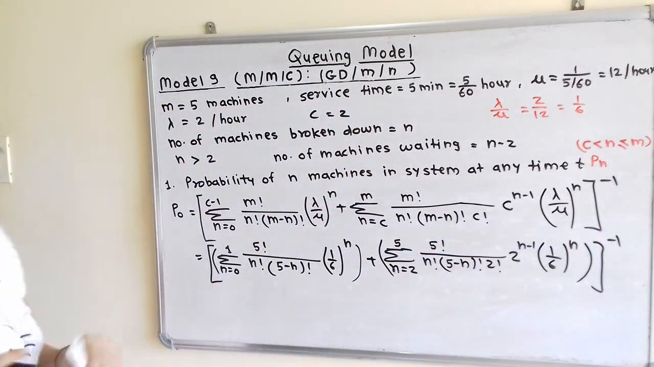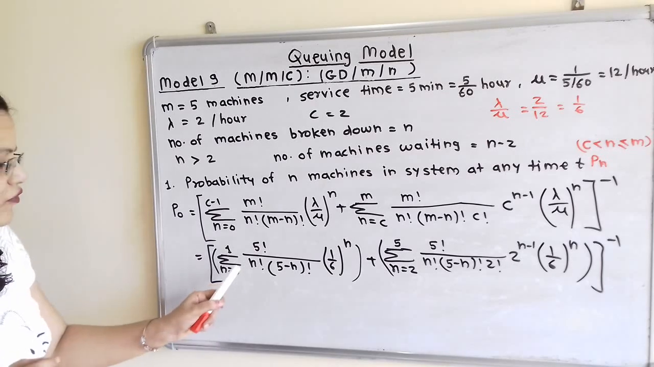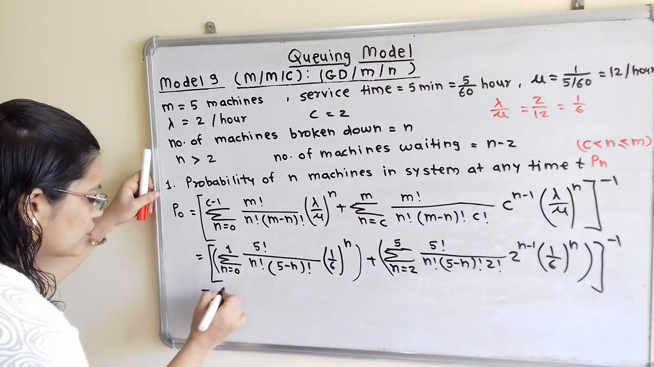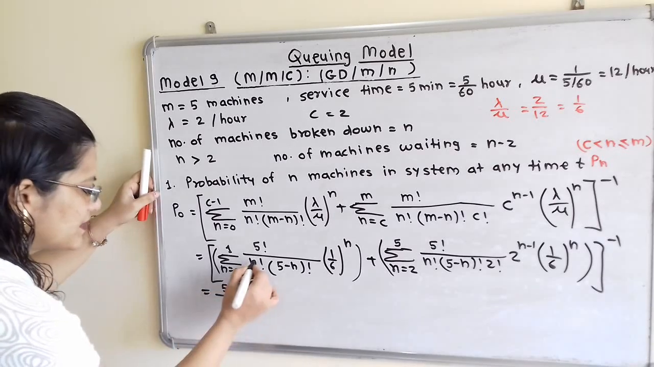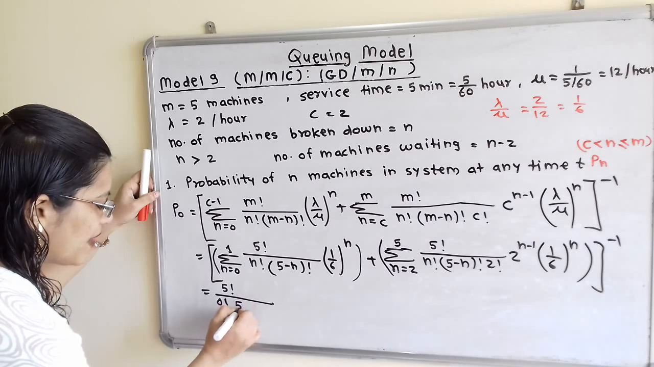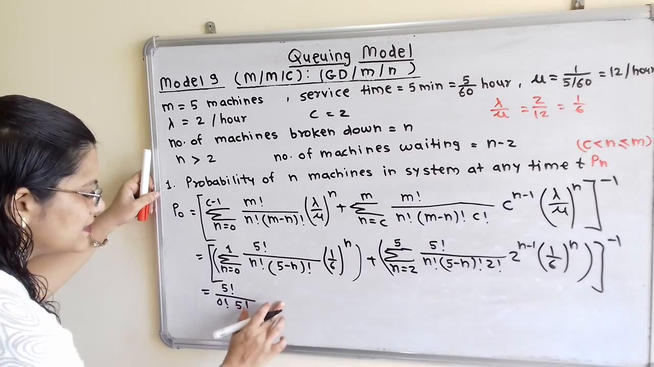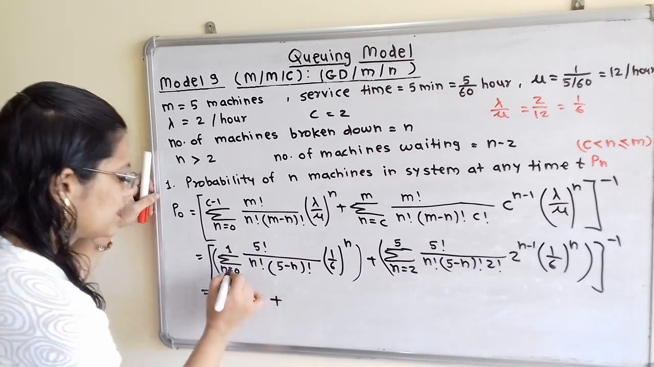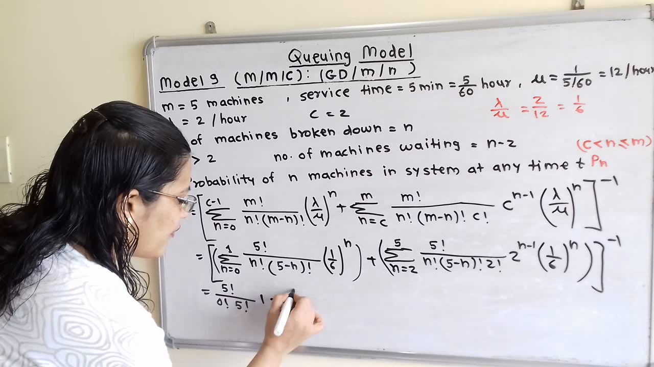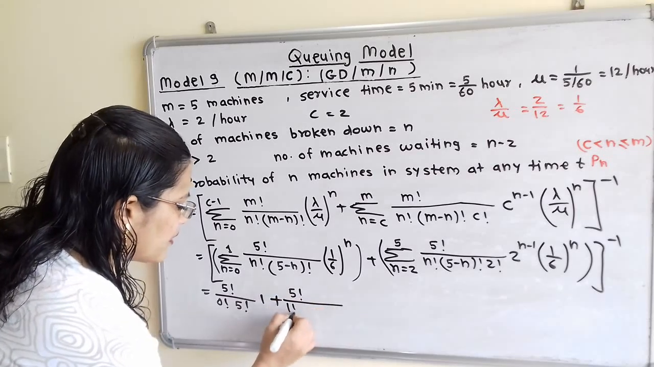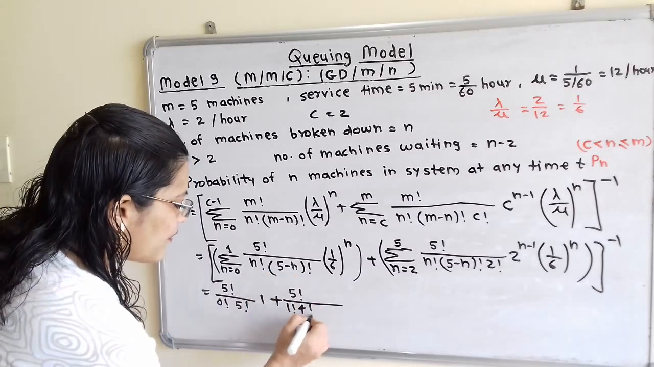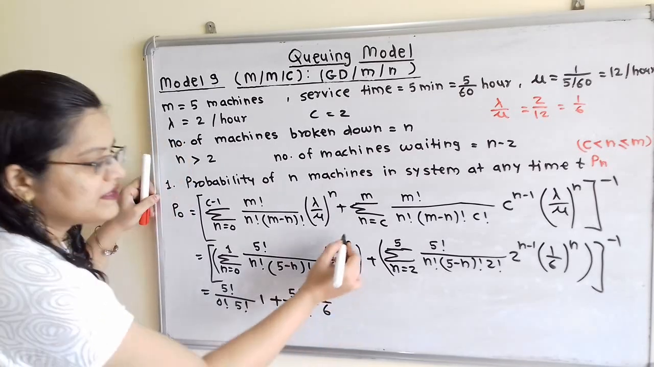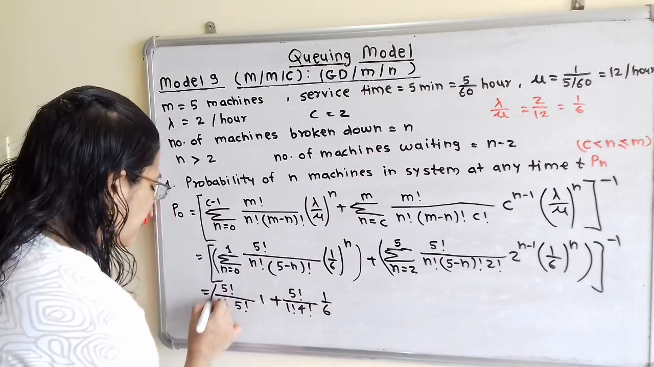Now we will solve this. So here is the summation. We first put n is equal to 0. When we put n is equal to 0, we get 5 factorial divided by 0 factorial into 5 minus 0, that is 5 factorial, and 1 by 6 raised to 0, that is 1, since anything raised to 0 is 1, plus. Now we will put n is equal to 1. So 5 factorial divided by 1 factorial, 5 minus 1, that is 4 factorial, and 1 by 6 raised to 1, that is 1 by 6. So this is the first part.